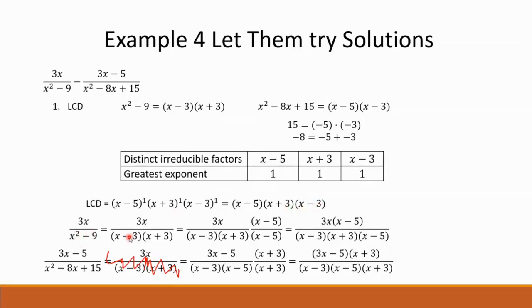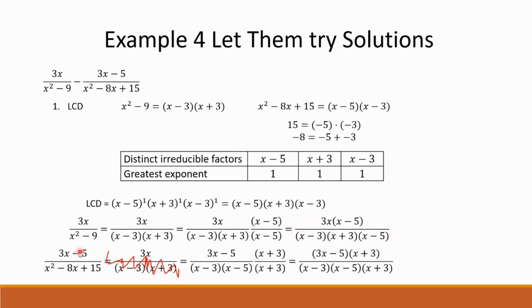Okay, so from the first rational expression, 3x over x squared minus 9, well, we know that's 3x over x minus 3 times x plus 3. Well, for that denominator to be the LCD, right, we need the x minus 5 in there. That's not there, though. We have to put it in. We multiply it. But remember, whatever you do to the bottom, you do to the top. So we get this over here.